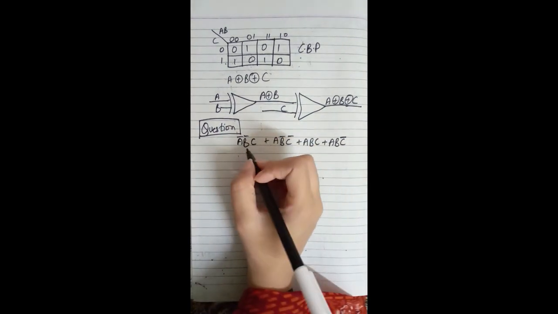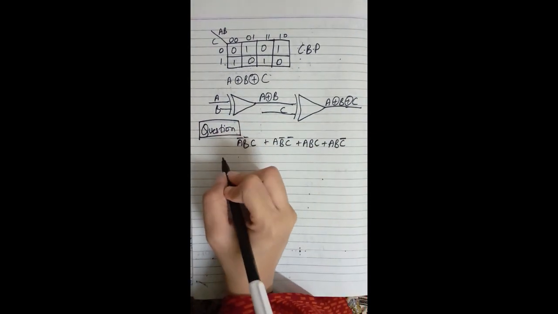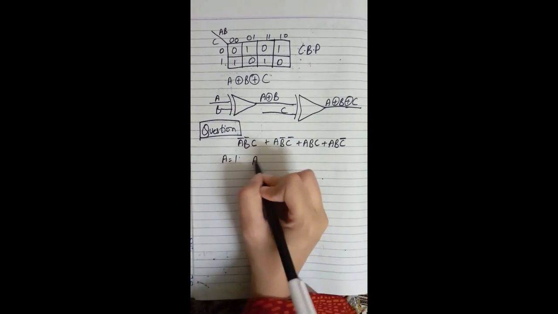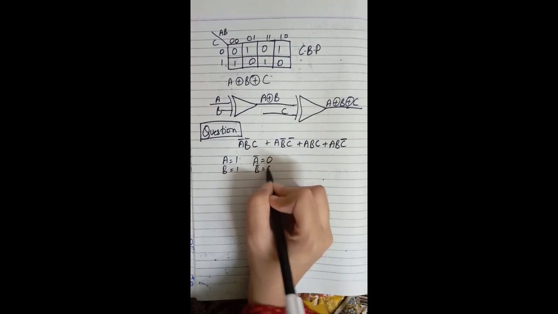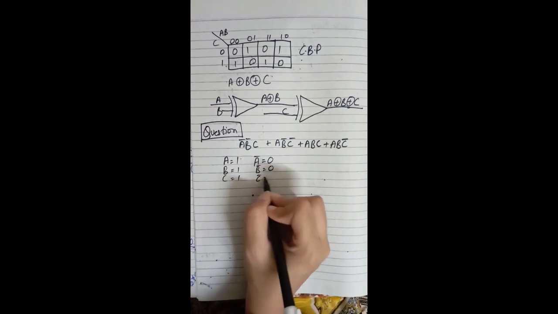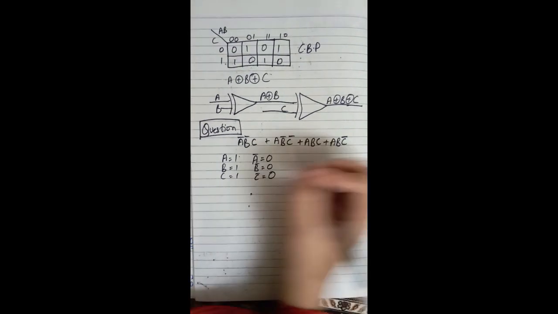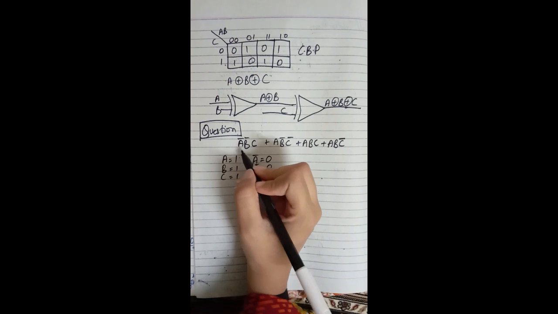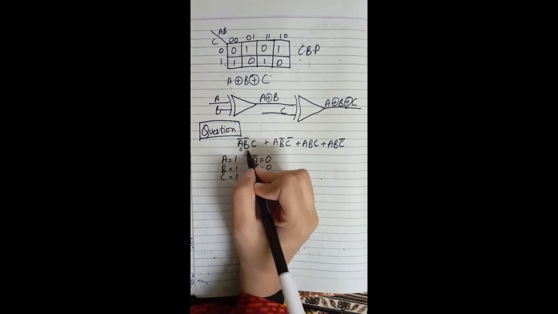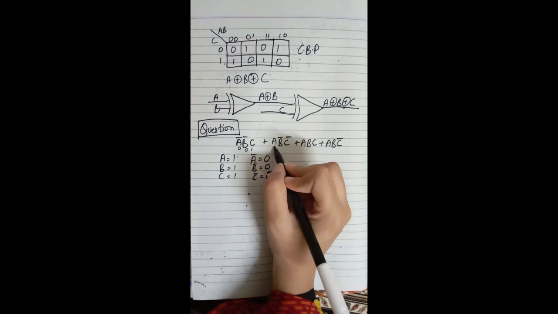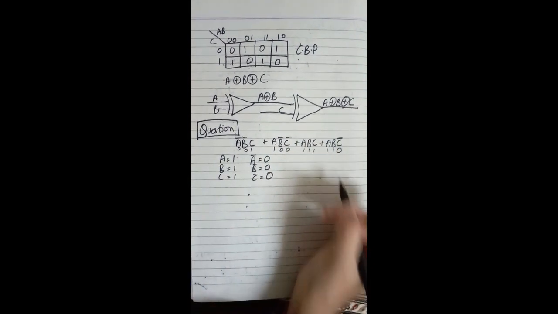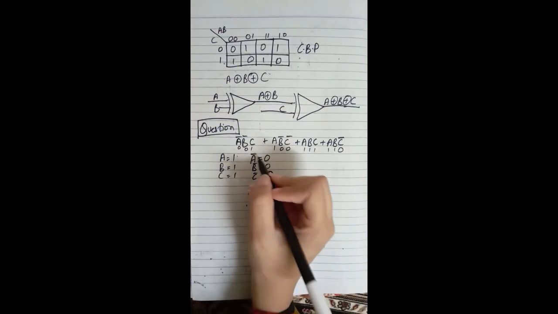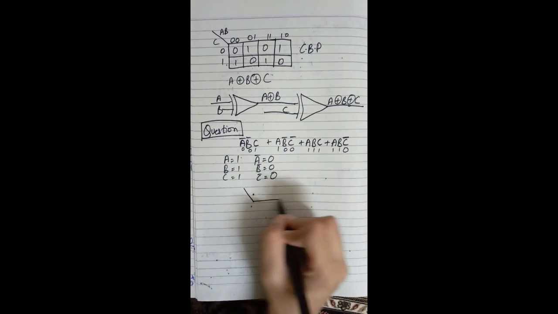We have A bar, B bar, C, which means that our A is equal to 1 and A bar is equal to 0. B is 1 and B bar is equal to 0. C is 1 and C bar is equal to 0. And for our easiness, we will write it as A bar is 0, B bar 0, C is 1, 1, 0, 0, 1, 1, 1, 1, 1, 0. Why are we writing these values? It will help us in our K map.